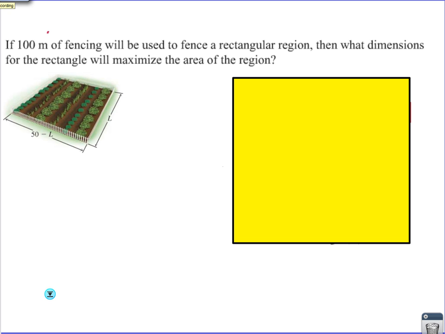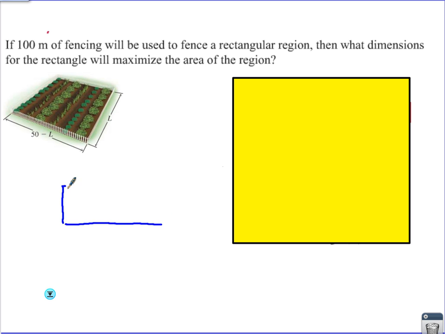It says if 100 meters of fencing will be used to fence a rectangular region. So we're going to fence in this garden. We're going to use 100 total meters of fencing. What are the dimensions of the rectangle that will maximize the area of your region? We want to fence in with that 100 meters of fencing. We want to fence in as much as possible. A lot of people are saying, but if you use the same amount of fence, it'll always be the same size, right? Let me give you some examples.